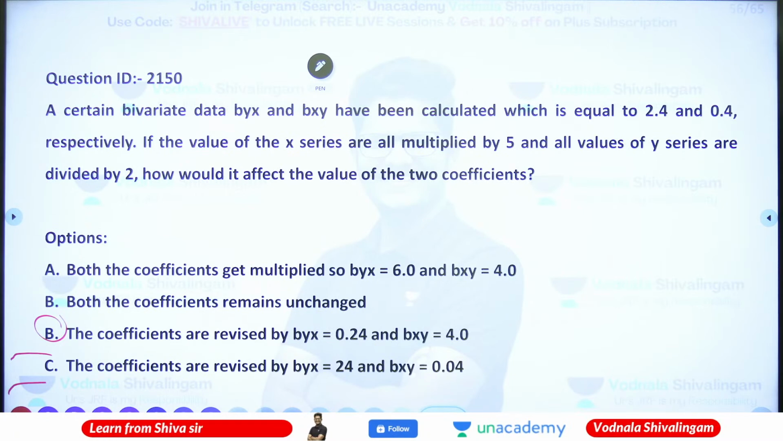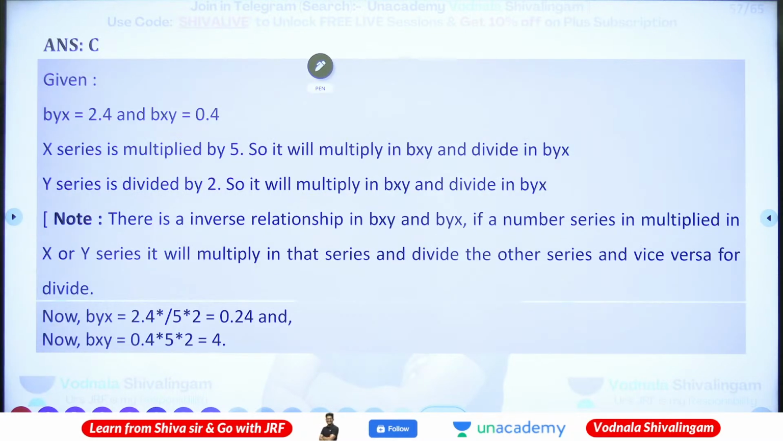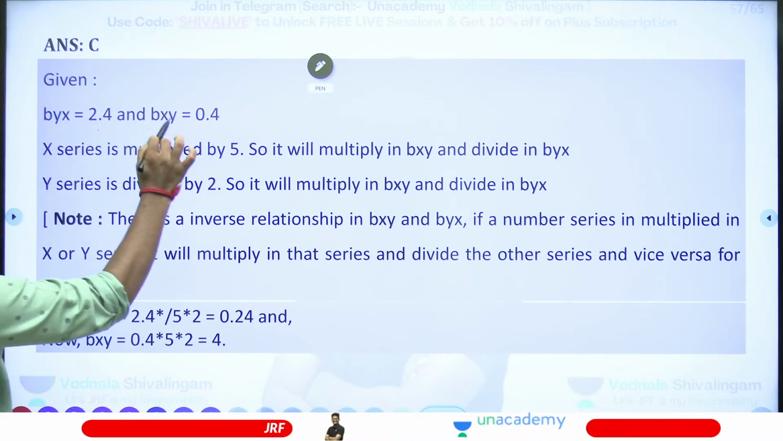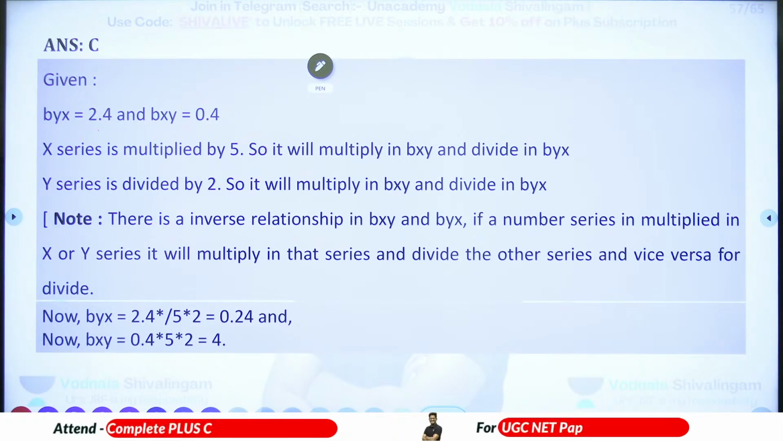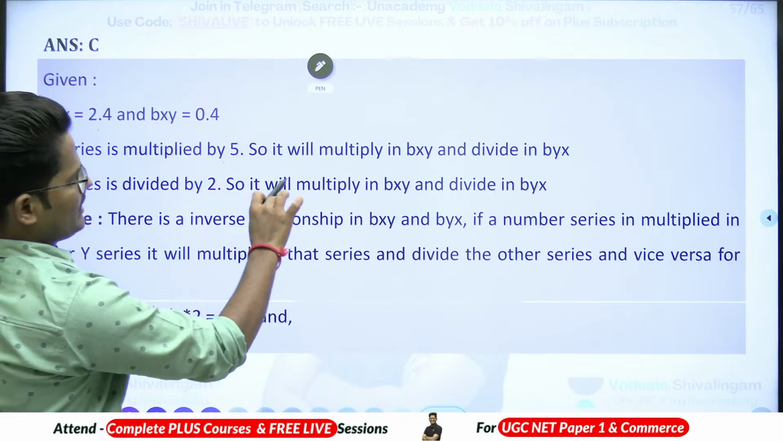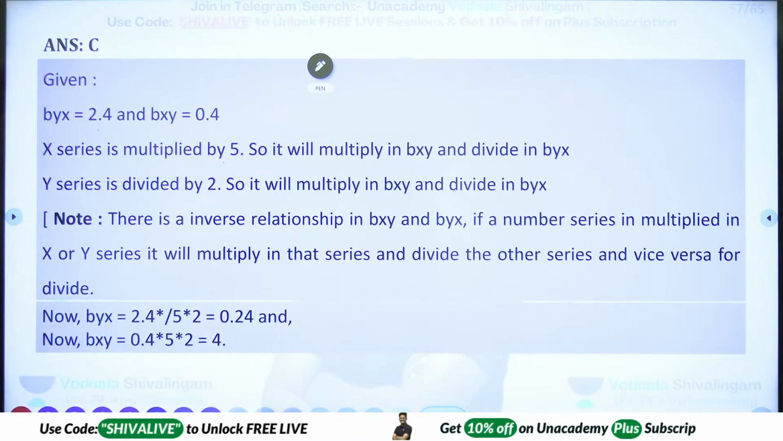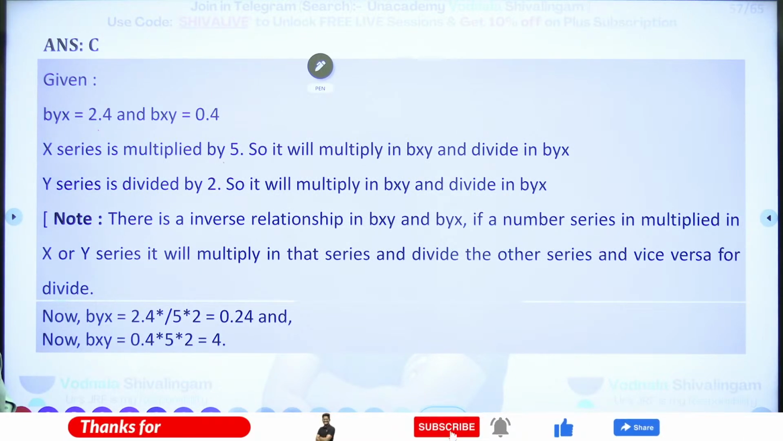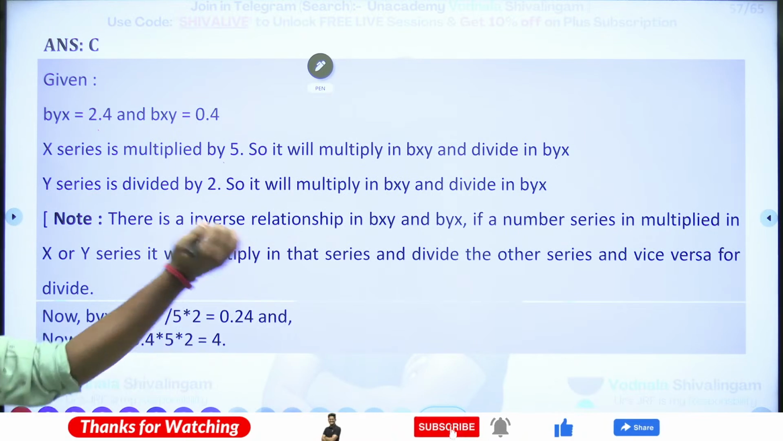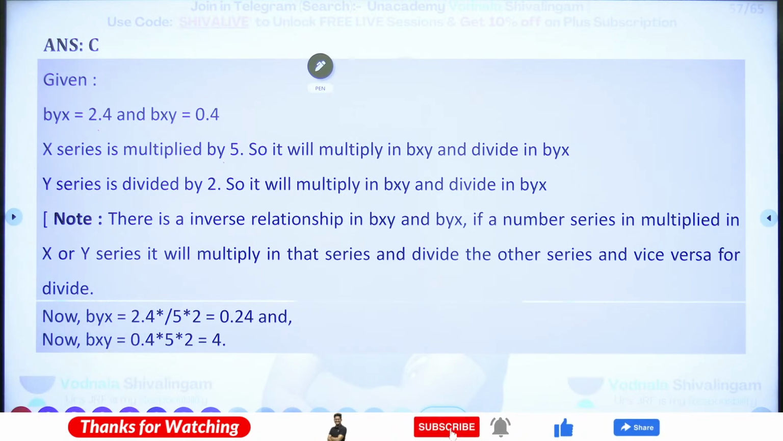X series multiplied by 5 and y series divided by 2. So here byx is 2.4 and bxy is 0.4. X series is multiplied by 5, so it will be multiplied in bxy, divided in byx. The y series is divided by 2, that means bxy is divided and byx is multiplied. So there is an inverse relationship between bxy and byx.